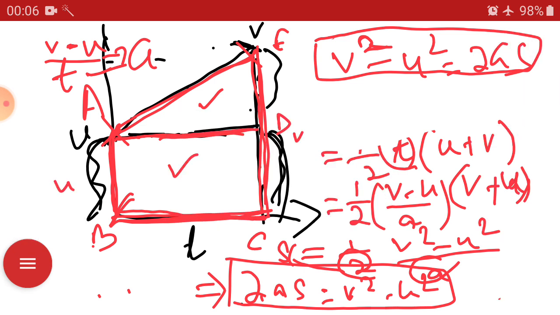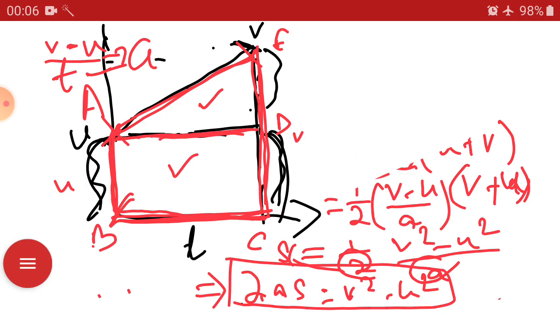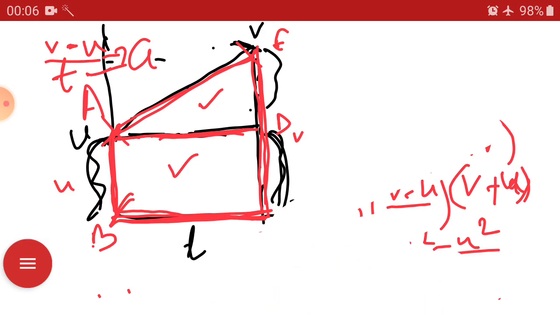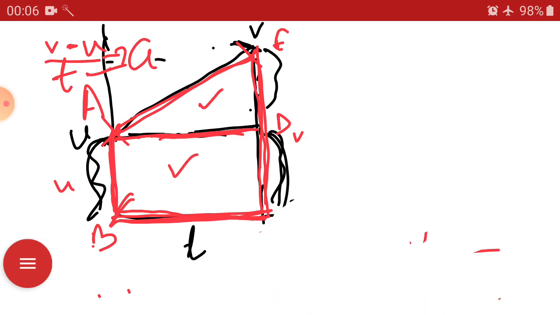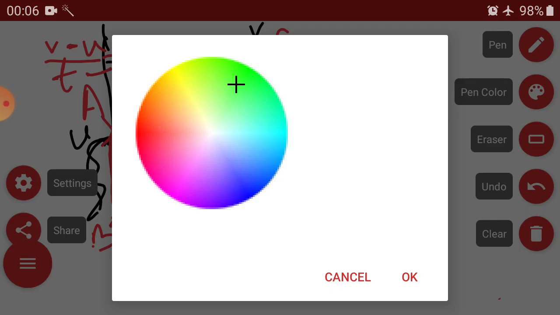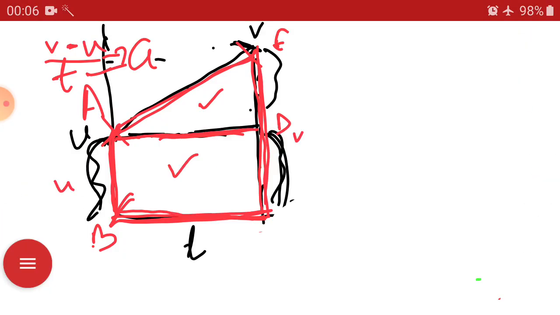So as I told you, the third equation, how will you do it? By taking into consideration the sum of the area of a triangle and the area of a rectangle. Using this concept we will get that equation. So how will you do that? Let's begin. As I told you, the total is v, so this will be v minus u.